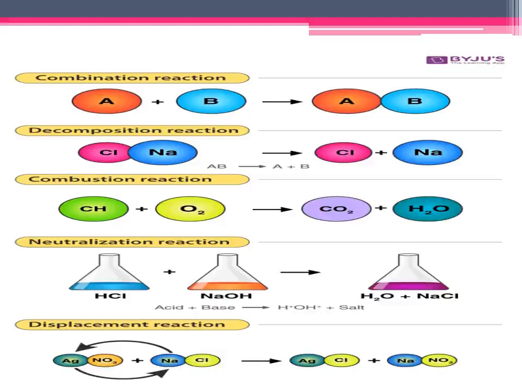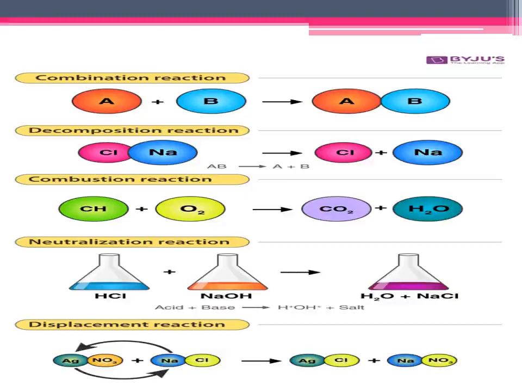In neutralization reaction, HCl plus NaOH gives water plus NaCl. What happened? We are taking an acid and mixing it with a base. HCl is an acid, hydrochloric acid, and NaOH is sodium hydroxide, a base. Acid plus base, what happens? We are getting a salt, that is NaCl. The chlorine and sodium react with each other and form NaCl, which is a salt. We are getting a salt and water, H2O.